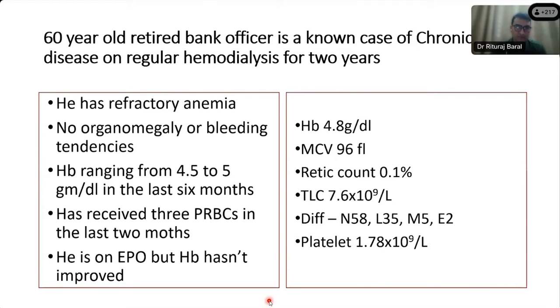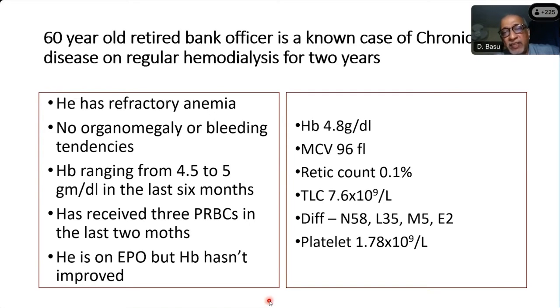Right. Just 1 point. The retic count is not really normal, it is 0.1%. So what is the normal retic count? Retic count normally is about 0.5 to 2.5%. Even if you correct it, a 0.1% retic is definitely a low retic. So we have a case of hemoglobin 4.8, so severe anemia with a reticulocytopenia. So isolated red cell disorder is what is coming out of it.